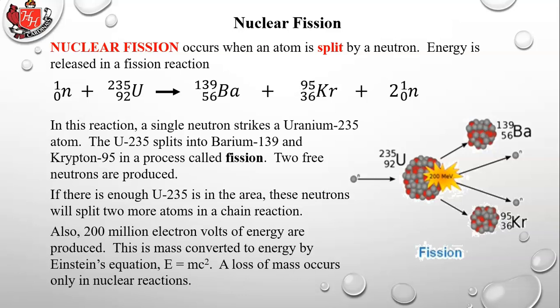So this is mass converted to energy by Einstein's equation, E equals mc squared. A loss of mass occurs only in nuclear reactions. In regular chemistry, we talk about conservation of mass. You have just as much mass, just as many grams before a reaction takes place as after a reaction takes place. But you can actually have mass being converted into energy in a nuclear reaction. That's the only circumstance.